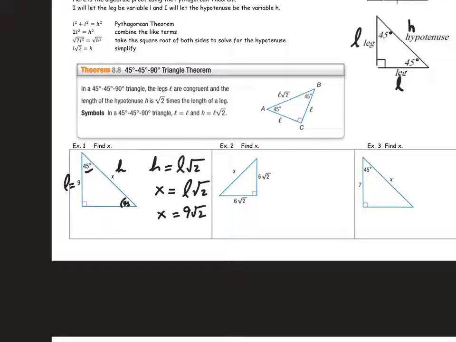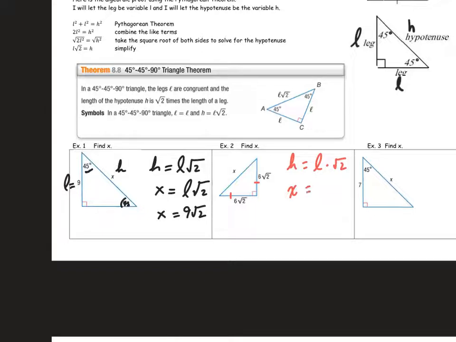Again, looking at example 2, I see that both these legs are the same length. They're 6 square roots of 2. So I have to find the value of x, the hypotenuse. And previously we mentioned that the hypotenuse is equal to the leg's length times the square root of 2. So in this problem, I'm going to replace the hypotenuse with its variable. In this situation it is x.